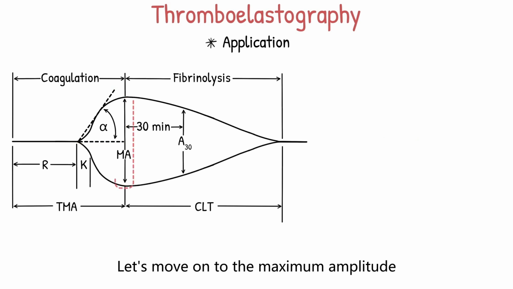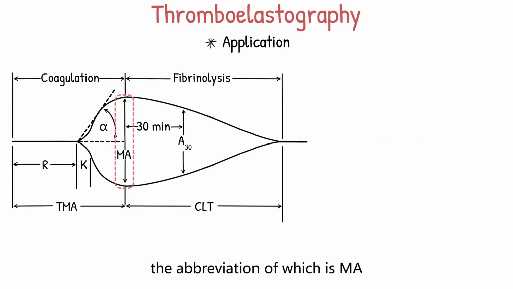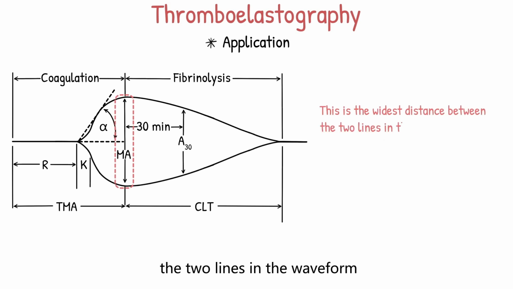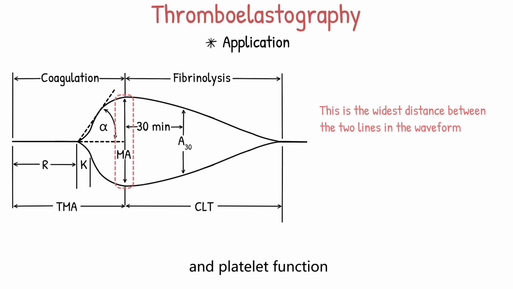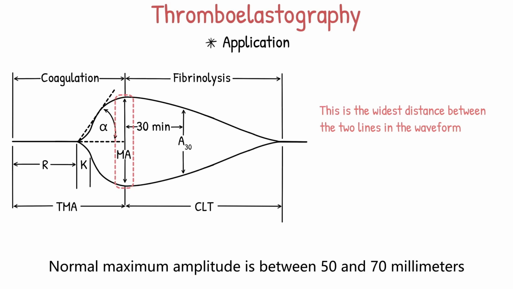Let's move on to the maximum amplitude, the abbreviation of which is MA. This is the widest distance between the two lines in the waveform, so this is indicative of both platelet number and platelet function. Normal maximum amplitude is between 50 and 70 millimeters.